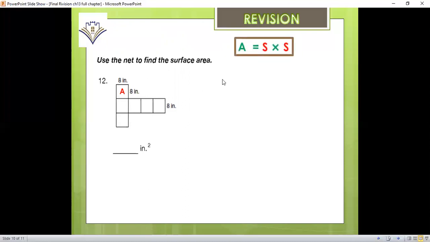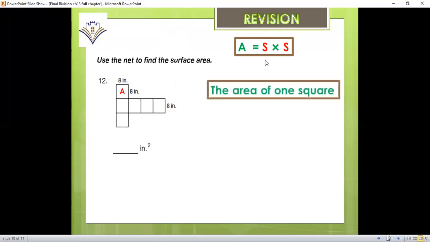Then it's a square, and the area of a square is equal to side multiplied by side. So the area of one square is equal to 8 multiplied by 8, which equals 64 square inches. We have a problem here: it's not only 8, the unit is also inches. So 8 inches multiplied by 8 inches is equal to 64 square inches. This is the first square.